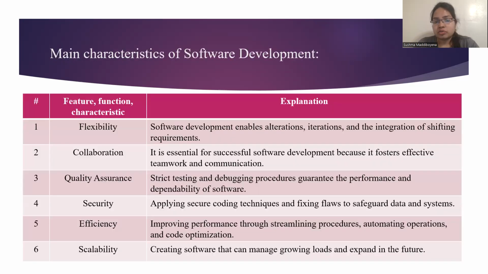So the main characteristics of software development: the first one is flexibility, the second one is collaboration, the third one is quality assurance, the fourth one is security, the fifth one is efficiency, the sixth one is scalability. Let us explain each of the characteristics in detail. So the first one is flexibility.